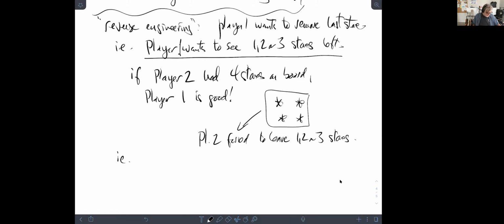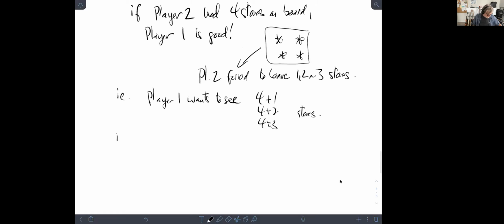So in other words, player one wants to see 4 plus 1, or 4 plus 2, 4 plus 3 stones, right? By removing 1, 2, or 3 at that moment, that will leave 4, and we know after that it works, okay? But you see, it's exactly the same thing. How can player one make sure that she sees 4 plus 1, 4 plus 2, 4 plus 3? If there are 8 stones on the board, then player two will be forced to leave that.